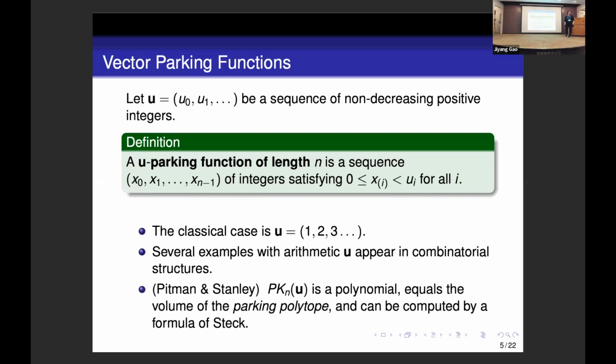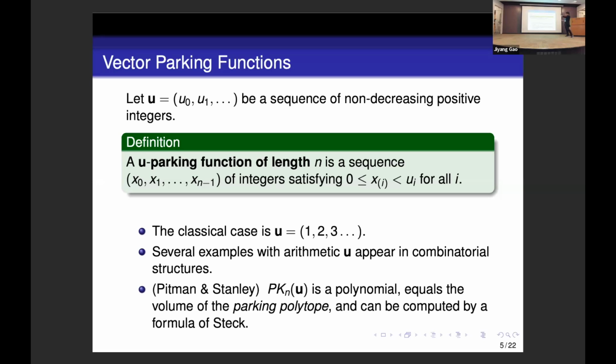Okay, there are many possible generalizations of parking function. I think the most naive one is the vector parking function. It has various names like x-parking function, but I think it's fair to say it's a vector form. So the definition is here.